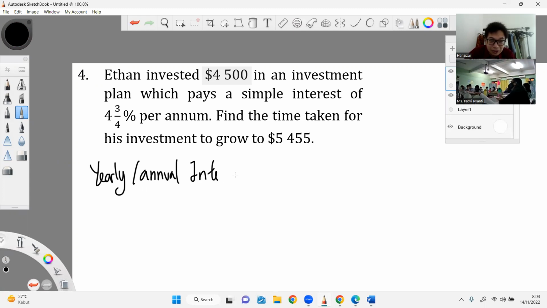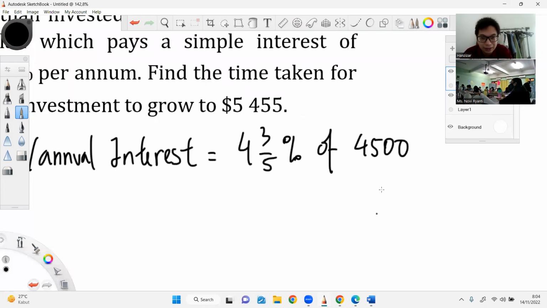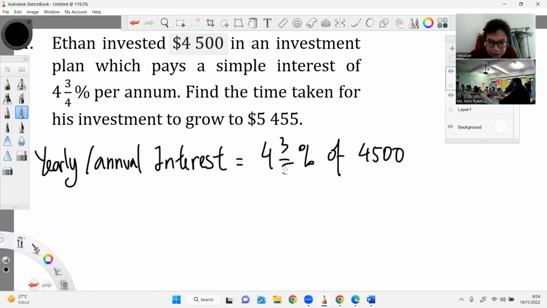Okay. So the increase of his investment is 4 3/4%. So 4 3/4 has to be multiplied with the amount of investment. But we are dealing with 3/4. Sorry, not 3/5. 3/4. You have to change this into an improper fraction. 4 times 4, right? 16 plus 3, 19, 19/400, right?